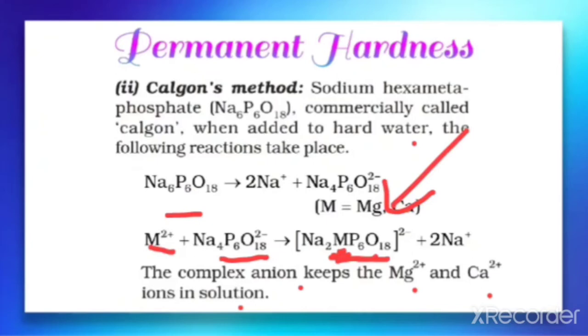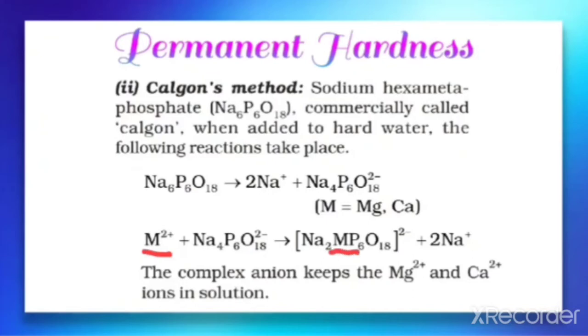Now, what is M here? The calcium or magnesium ion. Now what we have in the water is that the magnesium ion or calcium ion are in the complexes, so it will not at all affect the hardness of the water. So by this method we can remove the hardness; permanent hardness can be removed by the addition of Calgon to the hard water.